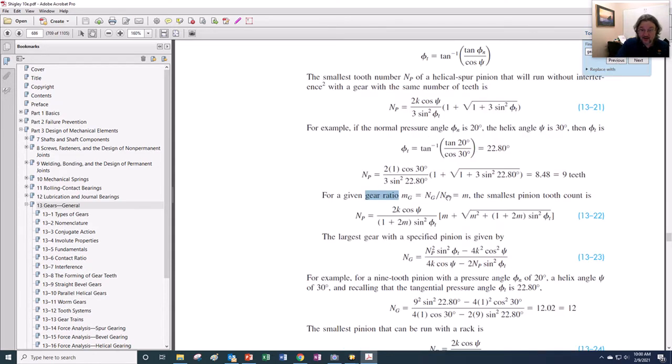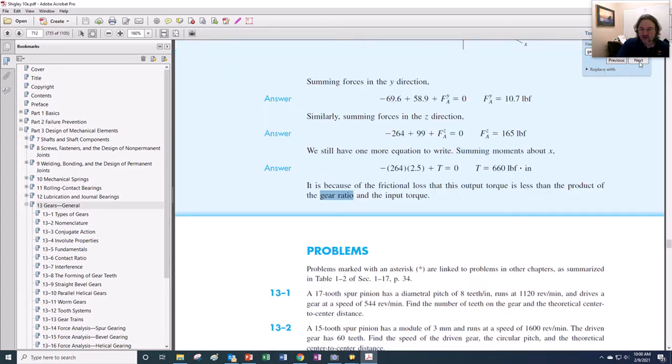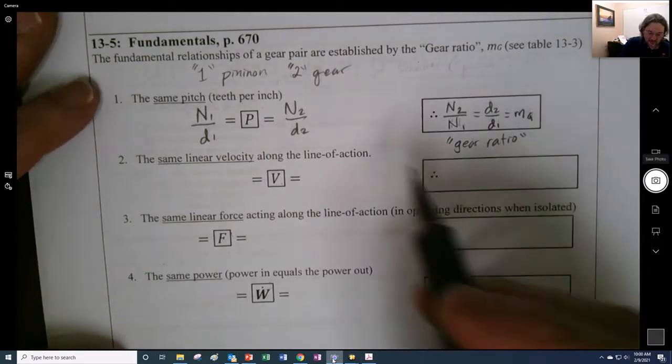Sometimes they'll also use lowercase m in this equation, so you have to be kind of careful. Remember from the previous video, they used lowercase m for module, which is something totally different. So watch out for these variables. They can really trip you up. Other places, like inside this example right here, they describe the gear ratio right in there. So anyway, back to this right here.